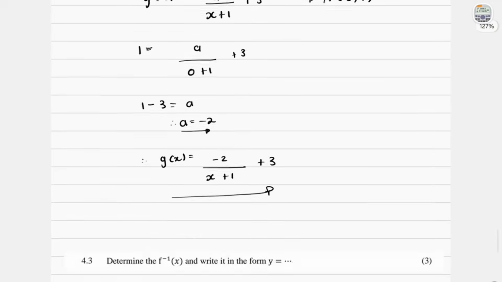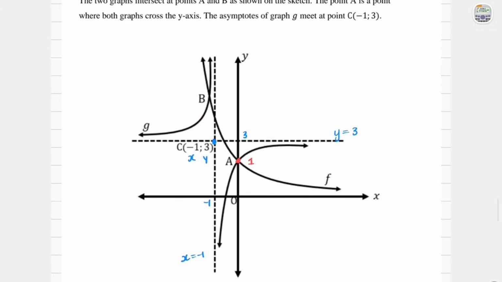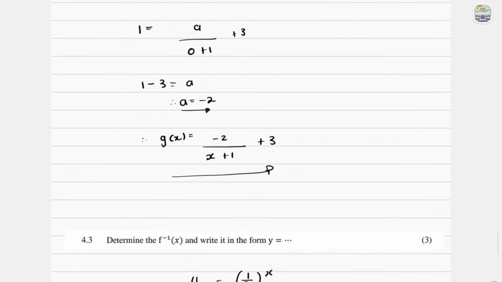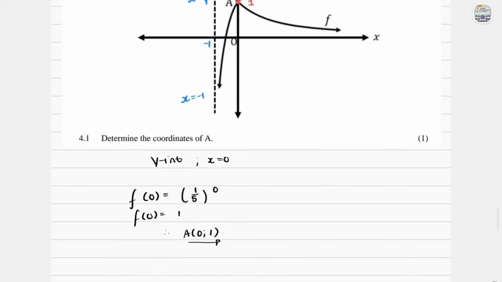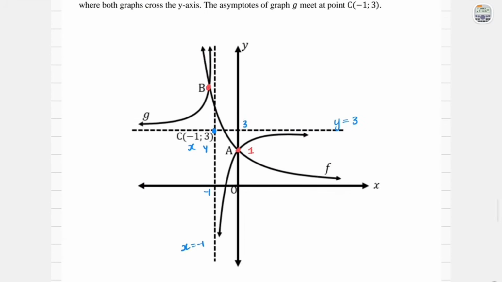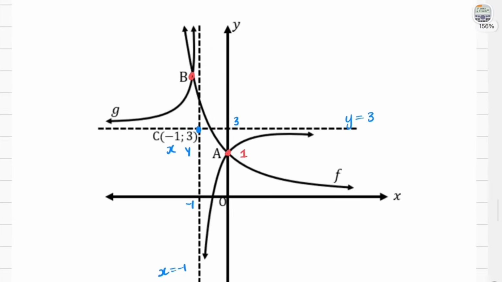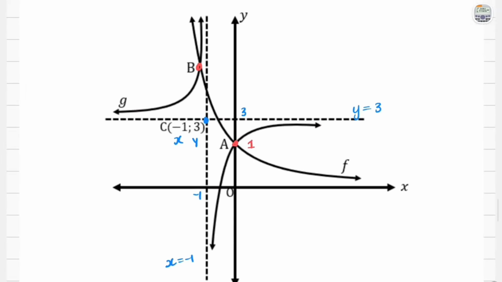Now we need another point on this. I would have said b, but this is the intersection between an exponential and a hyperbola. This is for 3 marks. There's no way they want you to find that. So I'm going to take another point. Let's see another point that we can take. There's no other point on this graph though.